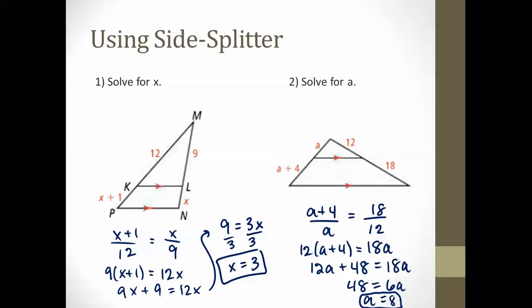Number 2, solve for a. We're going to use the side-splitter theorem here again. a plus 4 over a is equal to 18 over 12. Cross multiply and distribute. 12 times a plus 4 equals 18a, so 12a plus 48 equals 18a. Subtract 12a, you get 48 equals 6a. Divide by 6, and a equals 8.